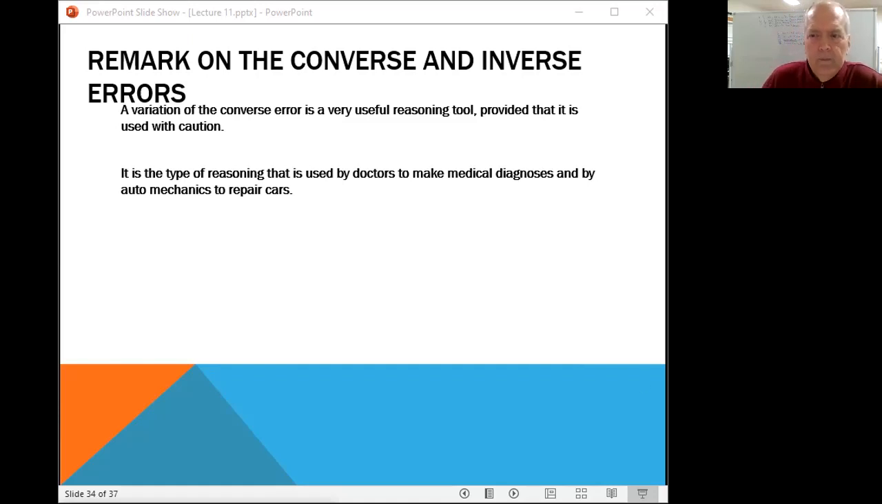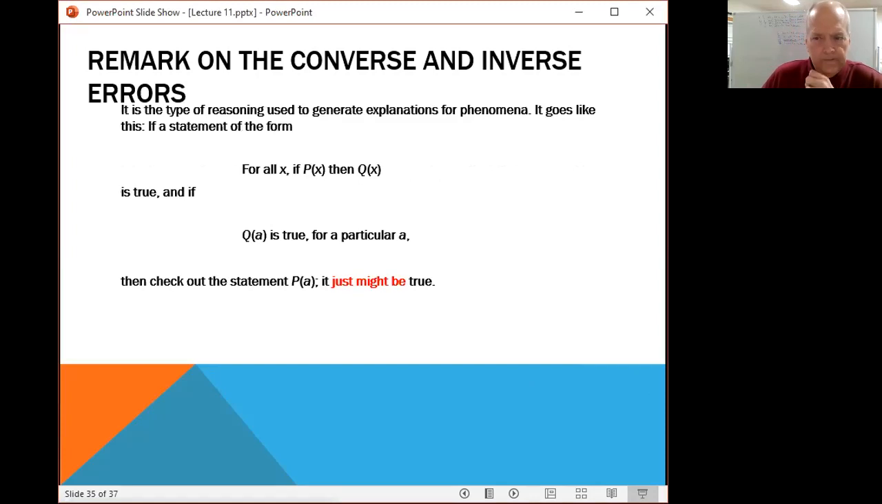This is a converse argument. For all x, if P of x, then Q of x, and then we have Q of A is true. Then logically we can't say that we know that P of A is true, but it might be a line of inquiry that we want to follow anyway.